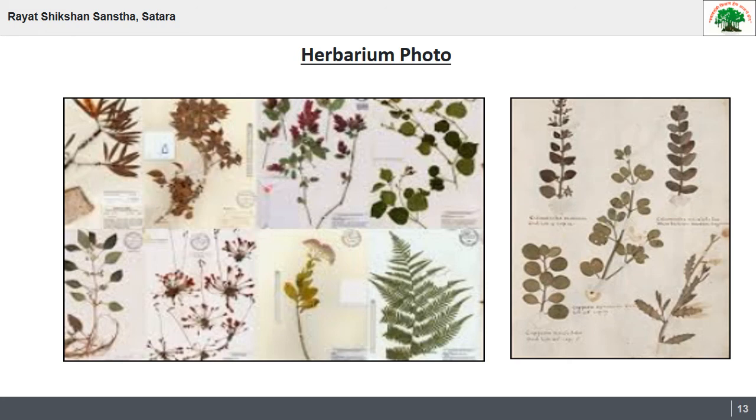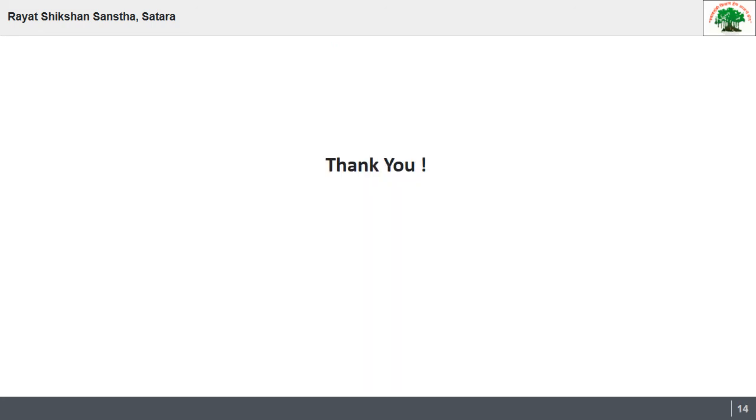So that's why herbarium is very important in botany. In this lecture, we had a discussion on life, the basic principles of life: growth, reproduction, metabolism, aging, death, response. So we already discussed these points.